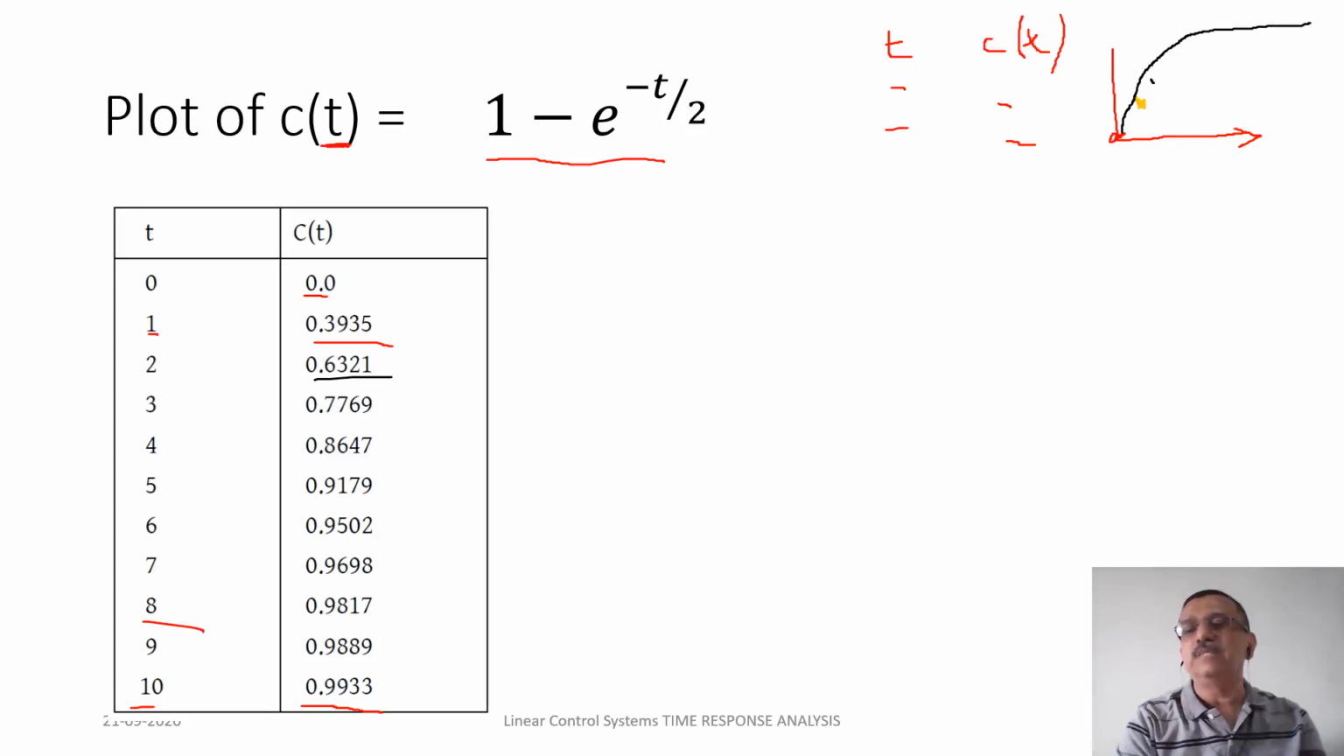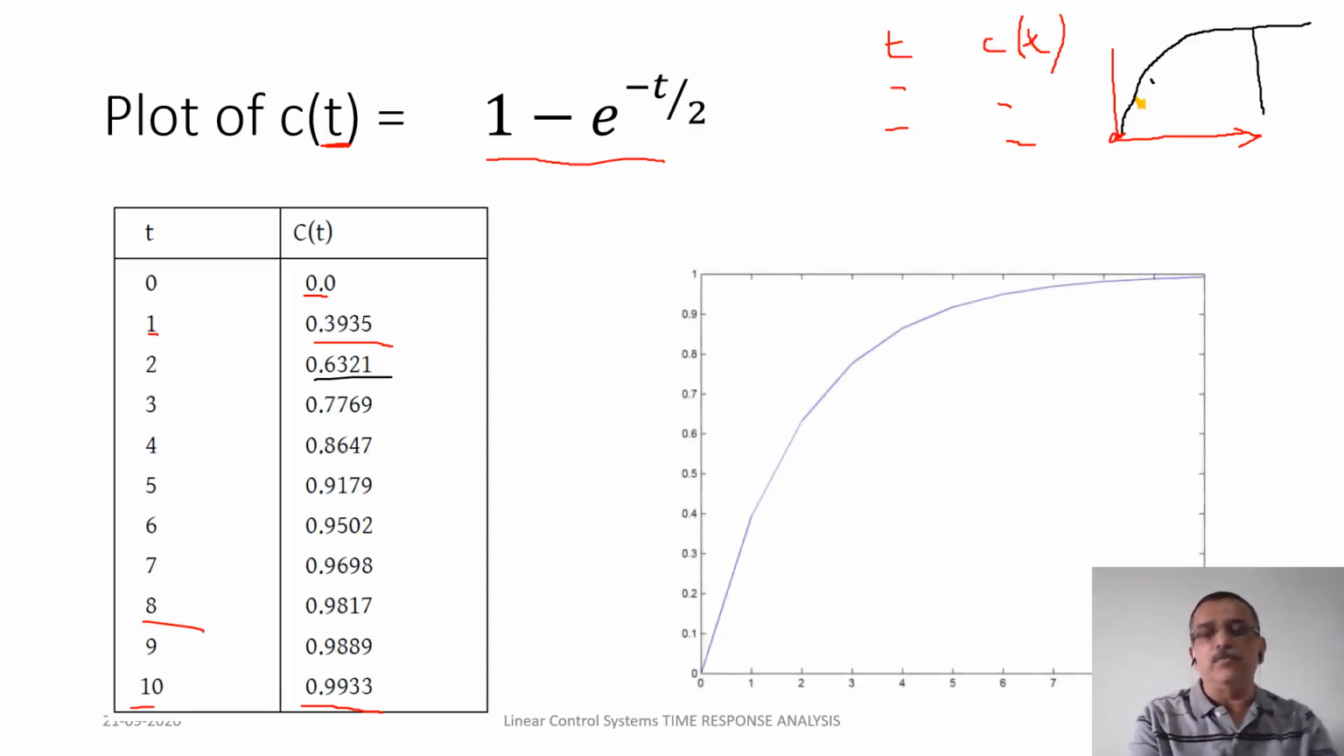So after 10, there is not much change in C(t). So when you give some input, there is a slow change in C(t). After some time, there is no change. We say it has reached a steady state. So I have drawn a neat graph here. You can see here, corresponding to 1, there is a point 0.3935. It's somewhere here. Corresponding to 2, there is another point 0.6, and so on. So you join all these points, and this is called the step response.